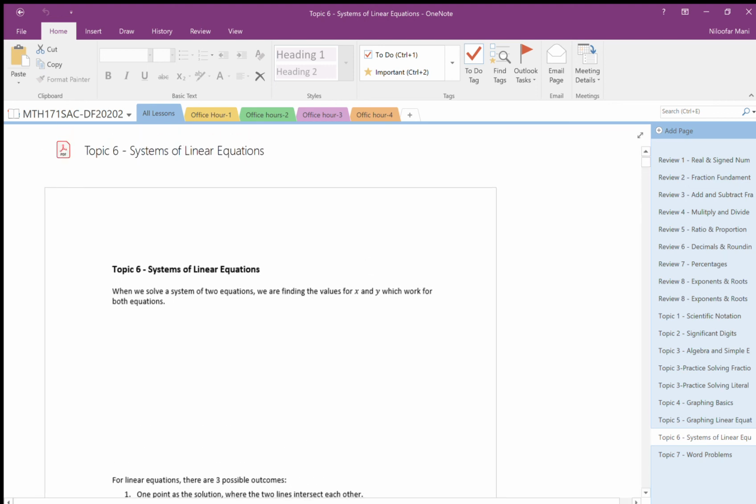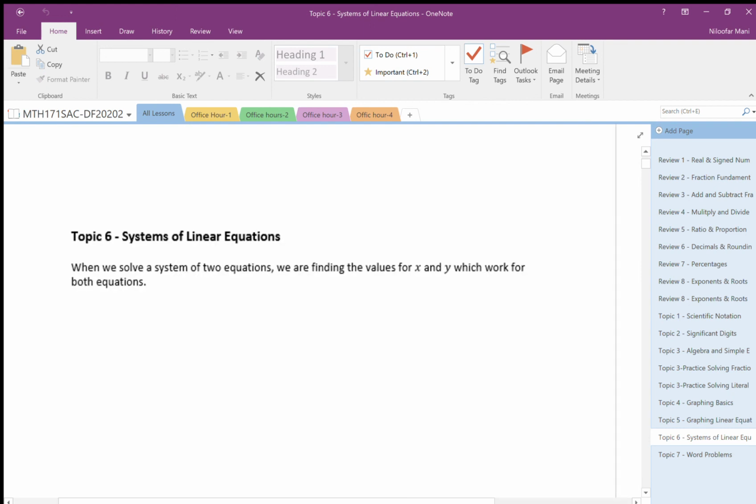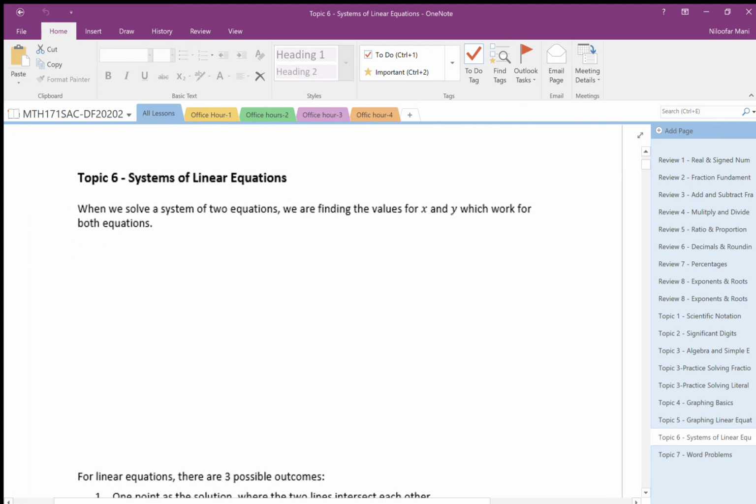Hi everyone, I'm going to continue on the lesson topic 6. Topic 6 is about systems of linear equations. So maybe if I zoom in, it will be more readable. Yes, so when we have a system of linear equations, it means we have several equations.